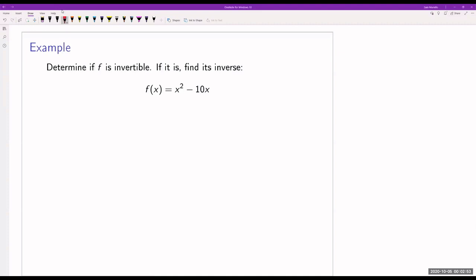Let's try the same thing with one other function, x squared minus 10x. Now, we know that this function will be a parabola, which will immediately fail the horizontal line test. So if we have a graph here, we know that it's not going to be one-to-one, and it's not going to be invertible. But let's show how we would show this if we were going to do this out by hand. So first, we can check if the function is one-to-one.